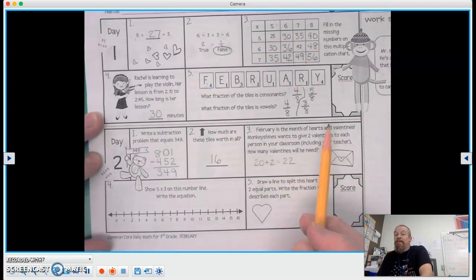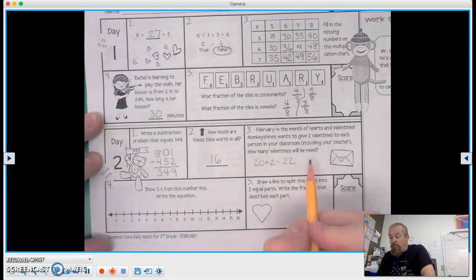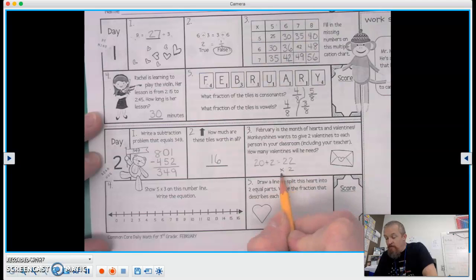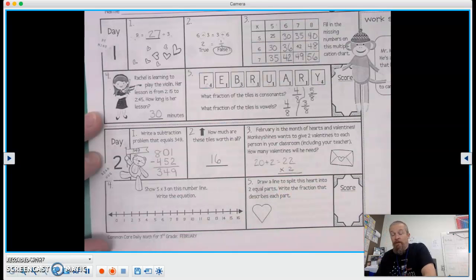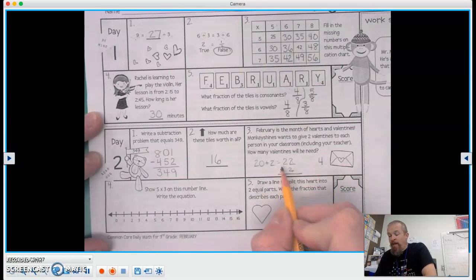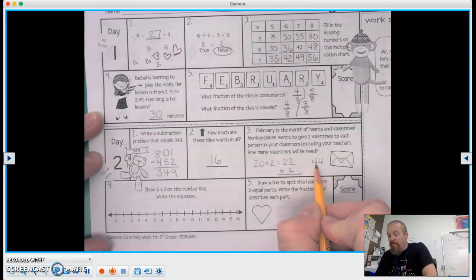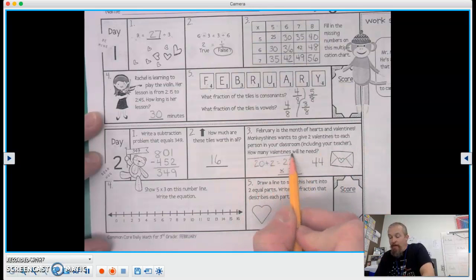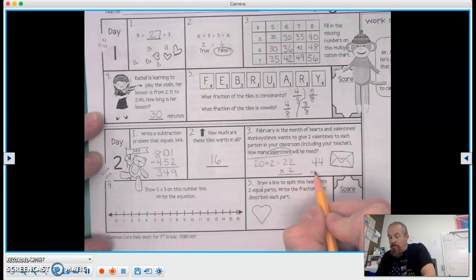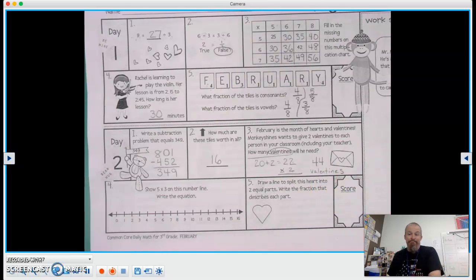Now, he wants to give 2 valentines to each person, times 2 equals 2 times 2 is 4, and 2 times 2 is 4. So, how many valentines? 44 valentines. Okay, number 4 says, show 5 times 3 on this number line, and then write the equation.